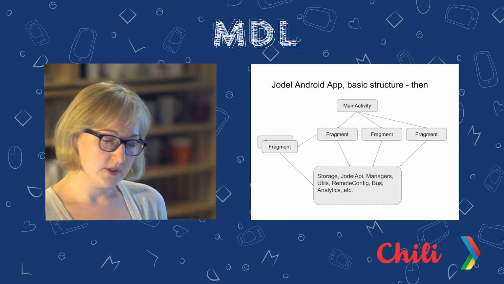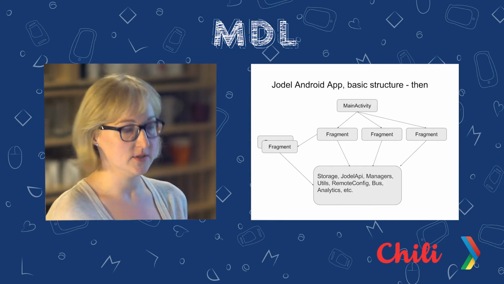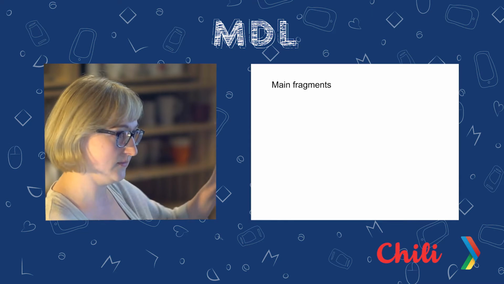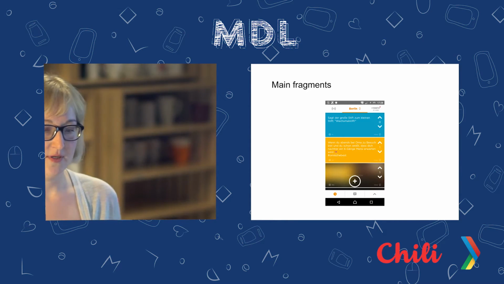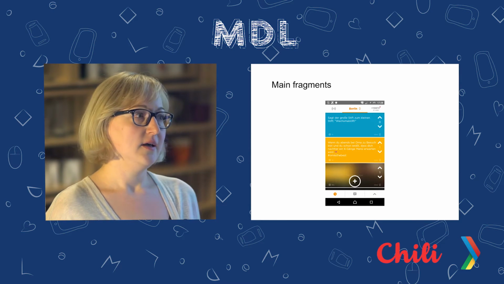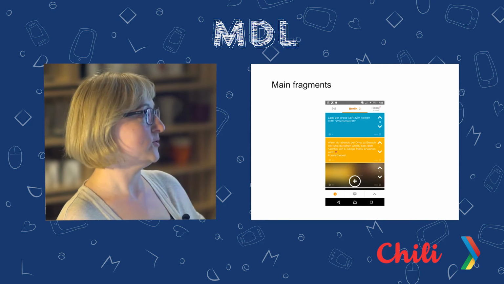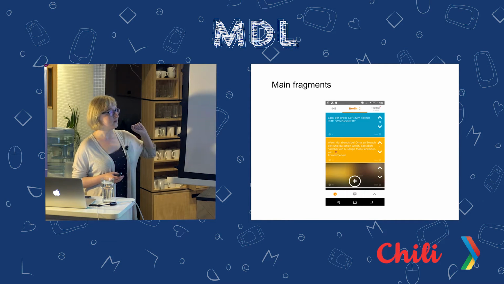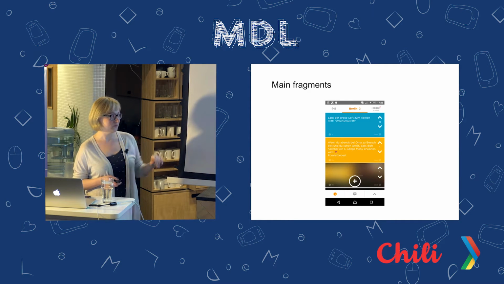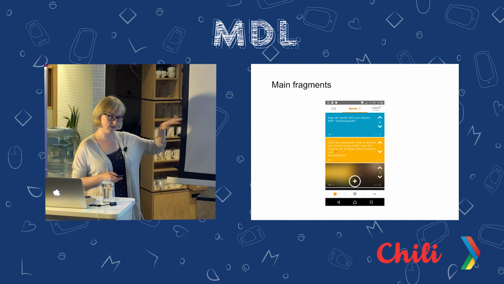So to demonstrate what these fragments represent, let's see some examples of the application. The first fragment, a very rich fragment, I would say, is the main feed. As any social network, Yodel also has a main feed where you see posts. You can also change the sorting on the bottom. You can post from here, or you can go inside the post.